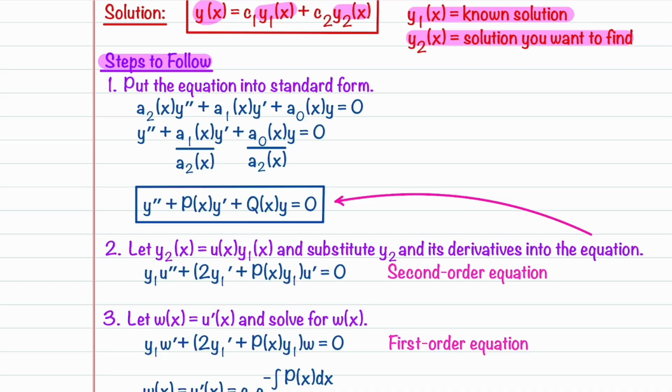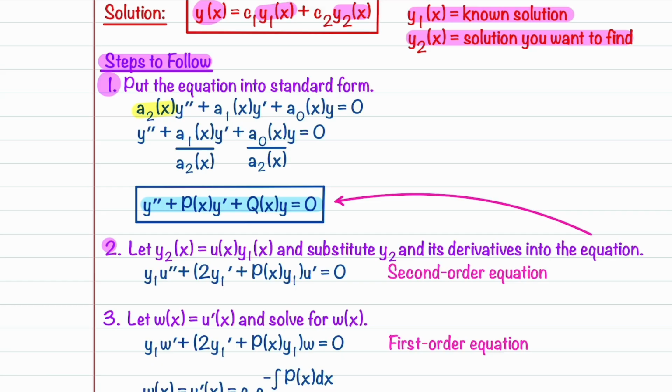I have outlined 5 steps that we can follow to use reduction of order to find a second solution. The first thing that we want to do is put the equation into standard form. All you have to do is divide by the constant or variable that's multiplying y double prime. When you do that, your equation gets put in standard form.